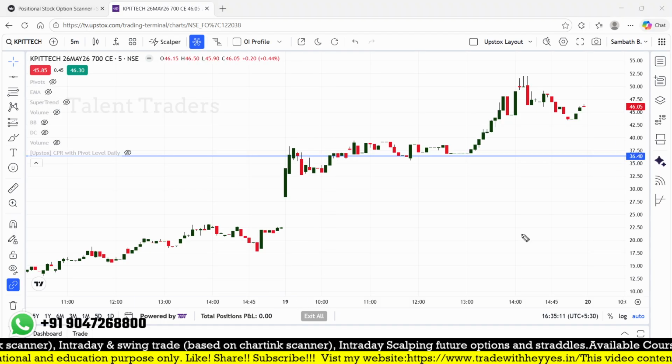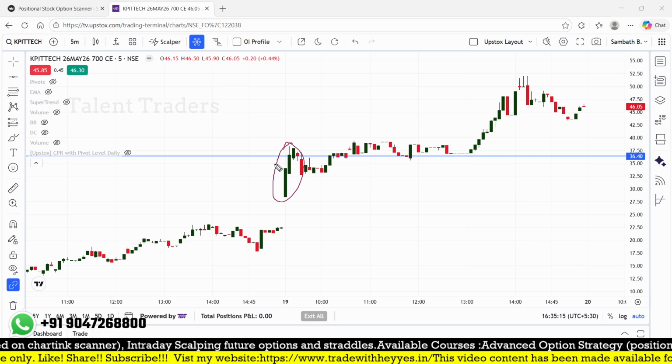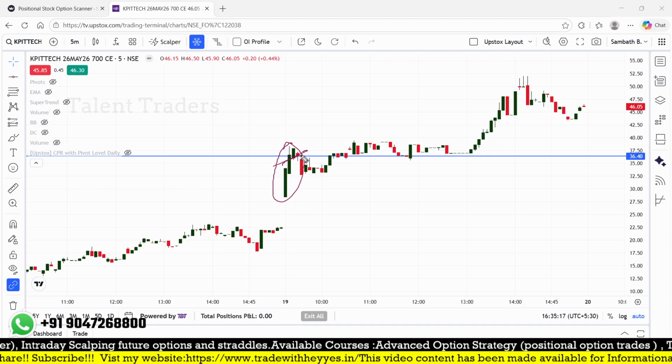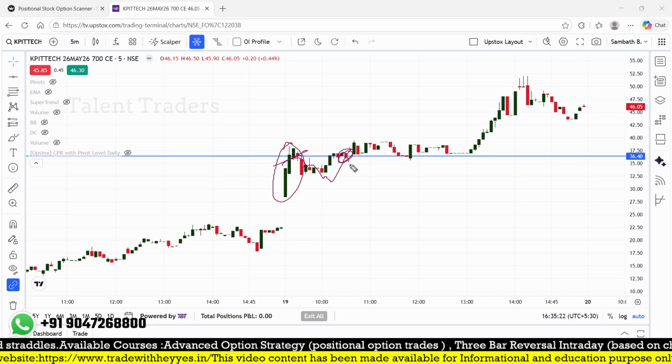Here is the important thing. If you are seeing that first 15 minutes candle, it should trigger our trigger point or the breakout point. After that it came down, and the second time it triggers back. So this is our valid entry.